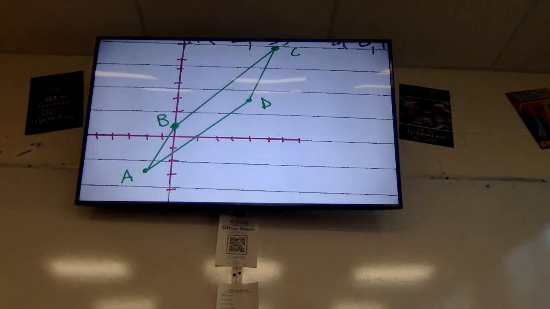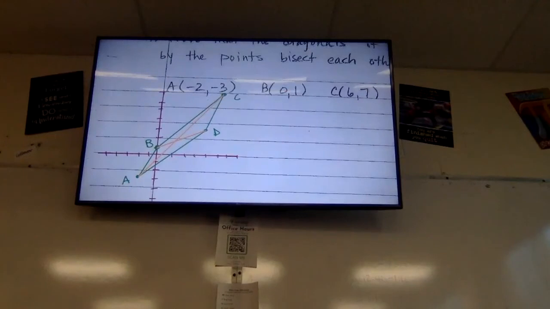All right, so it's saying that we want the diagonals of the shape to bisect each other. And again, my graph will not be exact, so mine will probably not look like it bisects each other. But this is taking us back to geometry. Can anyone tell me what bisect means?